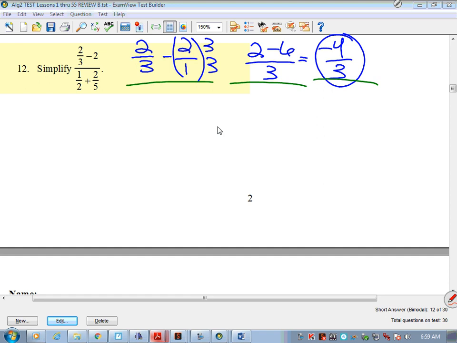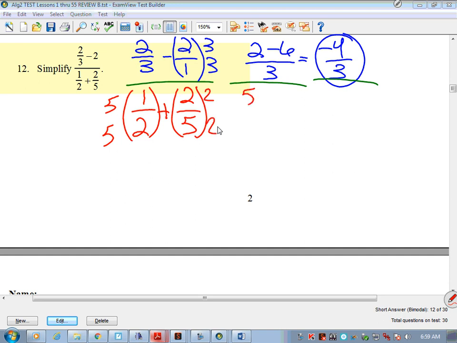Okay, and let's come down and do our denominator. We've got 1 over 2 plus 2/5. All right, so we need a common denominator here. And I would say our common denominator is going to be 10. So I'm going to multiply by 5 over 5 on this side and 2 over 2 on this side. That's going to give me 5 plus 4 all over 10. 5 times 1 is 5. 2 times 2 is 4. That's going to give me 9/10 for my denominator fraction.